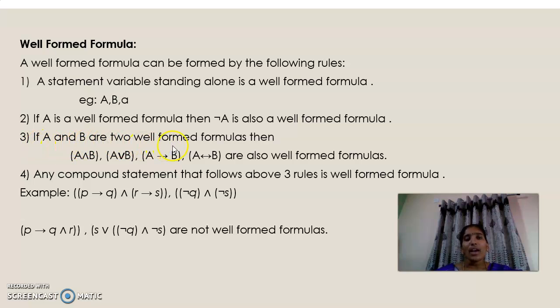If A and B are two well-formed formulas, then A and B, with the formula compulsorily containing braces, we can say is a well-formed formula. And A or B, A conditional B, A biconditional B are also well-formed formulas. So any compound statement that follows the above 3 rules is a well-formed formula. See here, any formula contains compulsory parentheses. Now it is a well-formed formula.